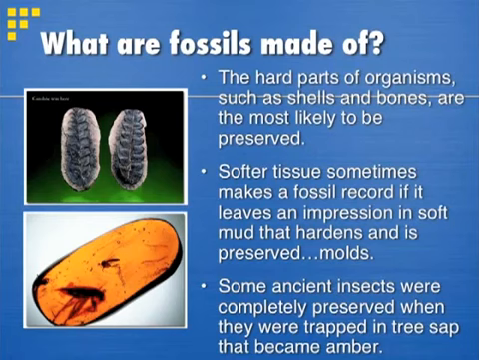There are also some ancient insects that were able to be preserved in tree sap, and then that tree sap hardened and it became amber, and therefore the insects were completely preserved within those. So fossils can be a few different types, and the different types can actually tell different stories as well.